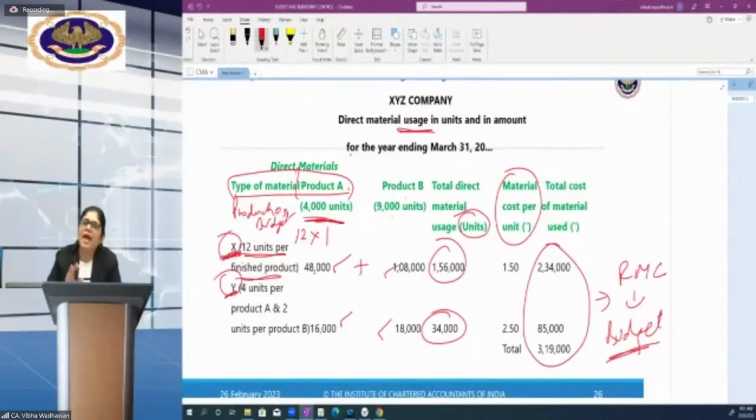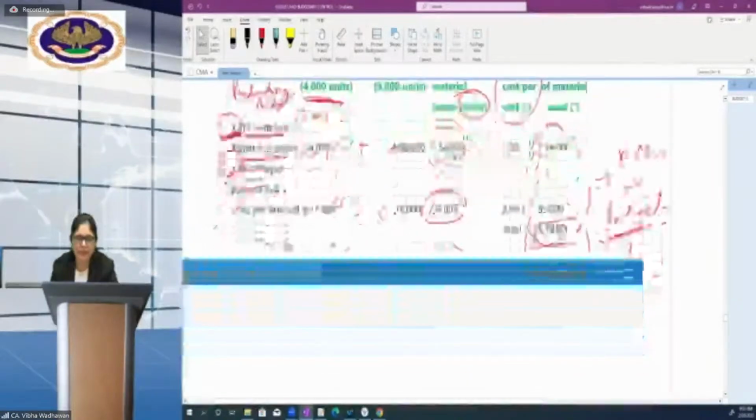Now when the actual production takes place, actual raw material will be consumed, and then we'll have the actual figures from which we can make a comparison. So this should be the raw material consumption budget if we produce 4,000 units of A. It's just an example of how we actually calculate the raw material consumption budget. This is the raw material consumed cost, RMC, which should be clear.